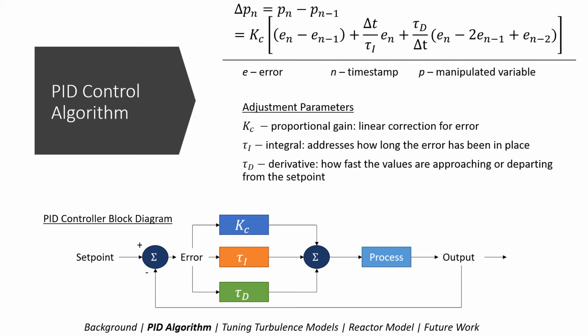When testing the algorithm on a model, the user will alter the gain, integral, and derivative constants based on the feedback from the model. The gain will account for linear corrections to the error, the integral will address how long the error has been in place, and the derivative will affect how quickly the values approach and depart from the set point. The diagram below is a visual representation of how the controller functions.